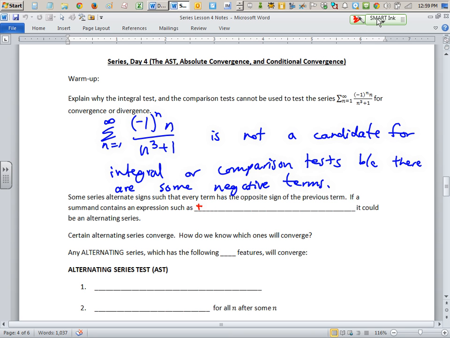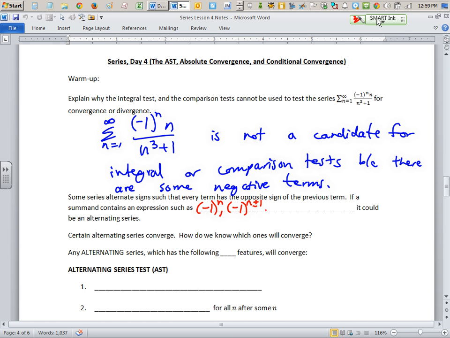Actually, minus 1 to the n will cause this to happen. So if you see one of these in your summand, it's likely it'll cause alternating like this. Another culprit might be if you see negative 1 to the n plus 1, that'll cause the series to flip back and forth between positive and negative. Or if it's negative 1 to the n minus 1.